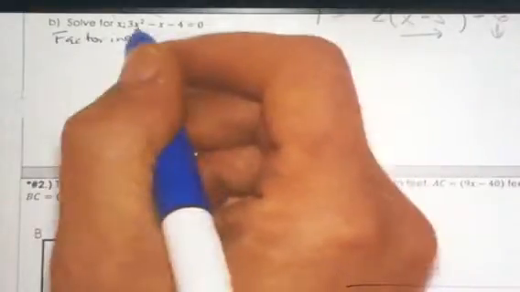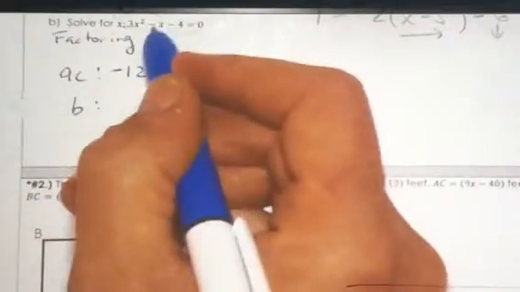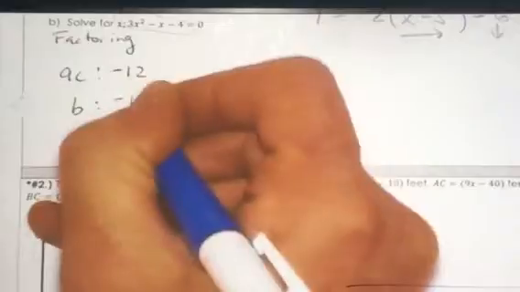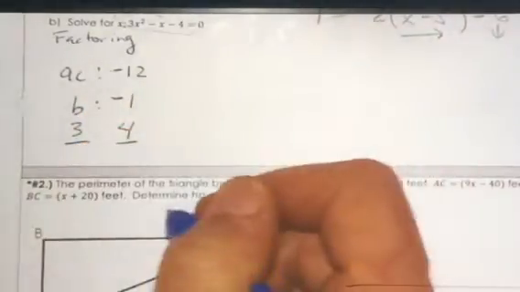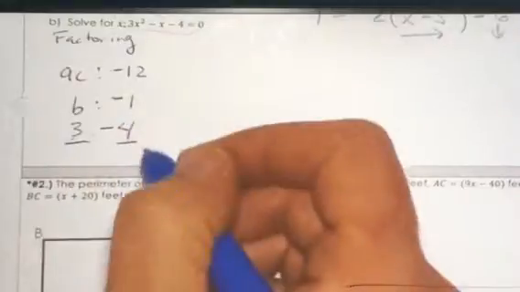So now we're looking at AC, the master product. 3 times negative 4 is negative 12. And B, the sum, is negative 1. So I'm thinking about numbers that multiply to get me to negative 12 and add to give me negative 1. So I'm looking at 3 times 4 where I have to decide which one should be negative. The 4 should be negative, so that 3 plus negative 4 is negative 1.